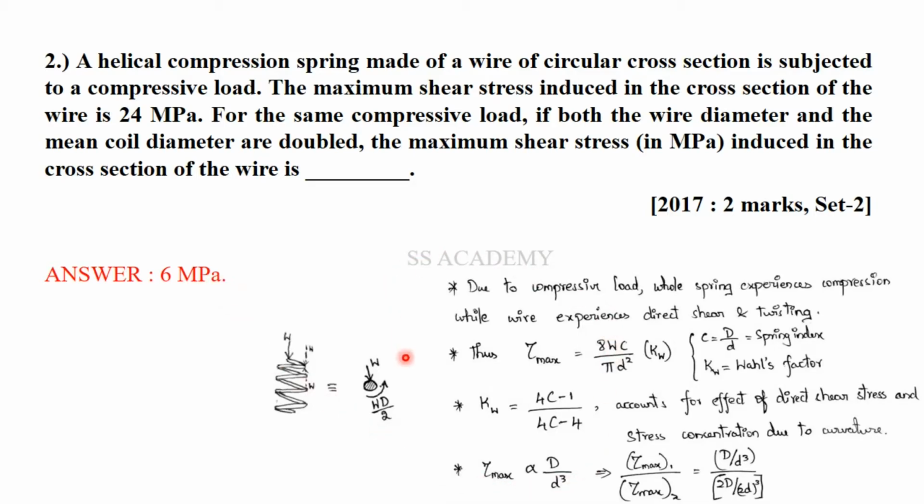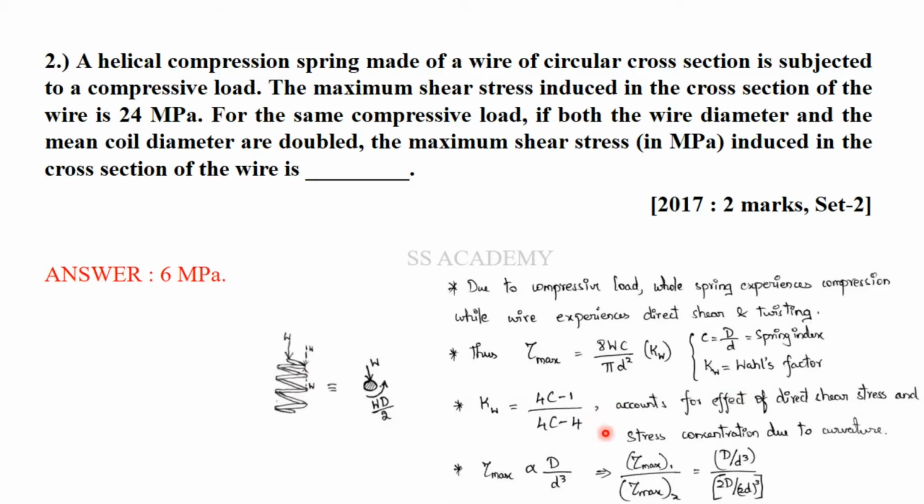It is a detailed concept. Remember, direct shear stress and torsional shear stress and the stress concentration due to curvature and all these things are considered, and tau max is derived, which is given as 8WC by pi d squared into KW, where C is the spring index and KW is the Wahl's factor.